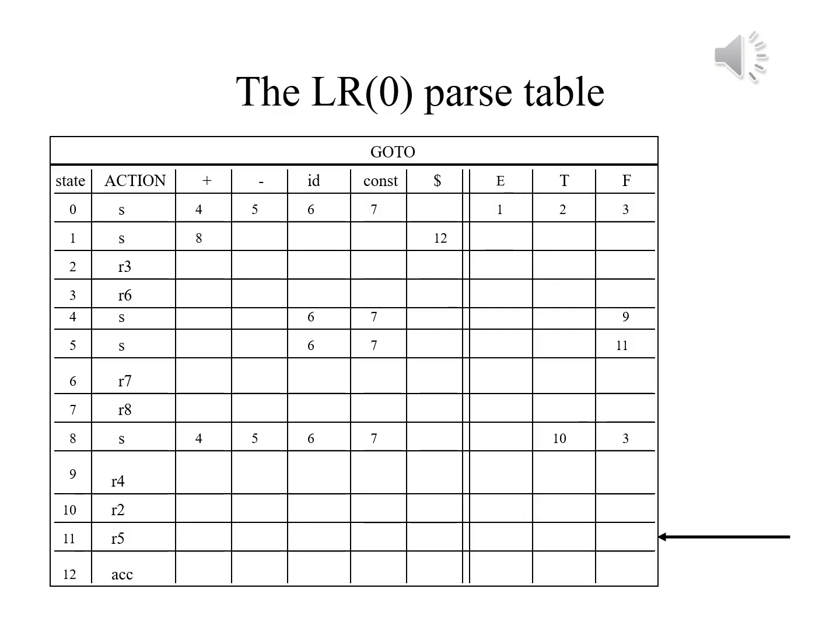State 12 has the ultimate final item, S derives E dollar dot. Therefore, the action is accept, and we have finished parsing.